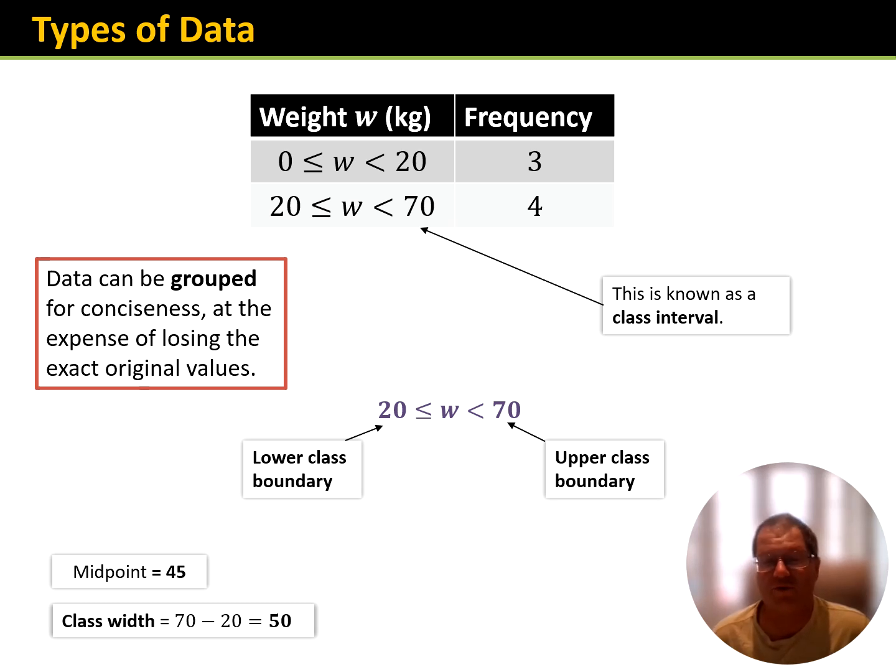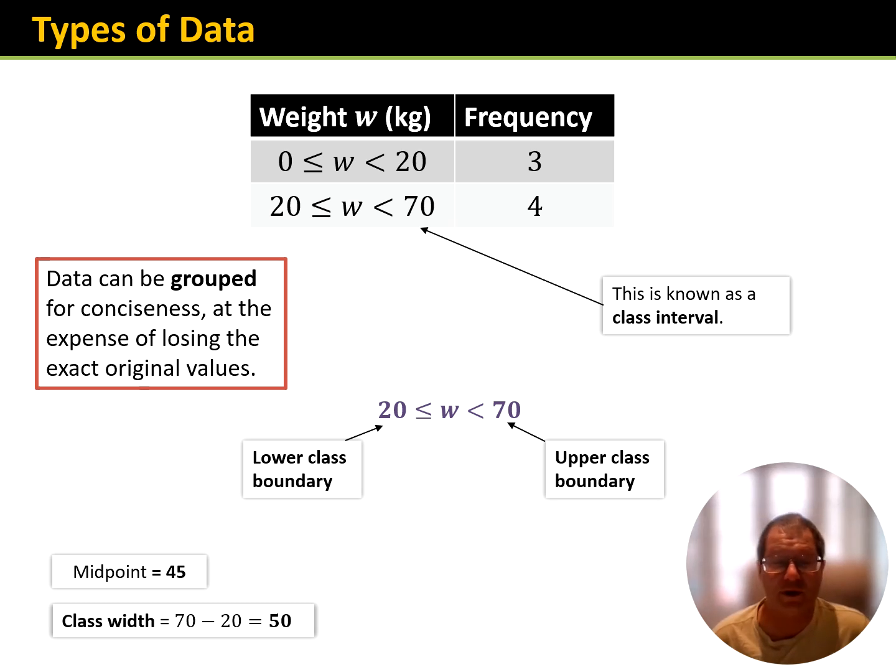The lower class boundary and the upper class boundary are simply the numbers at the lower end and the upper end of that class. So for 20 to 70, the lower class boundary is 20 and the upper class boundary is 70. For 0 to 20, the lower class boundary would be 0 and the upper class boundary would be 20. The midpoint is easily worked out. There's a couple of ways you can do it. So you could add together the lower and upper class boundaries and then divide by 2. So that would give us 90, and 90 divided by 2 is 45.